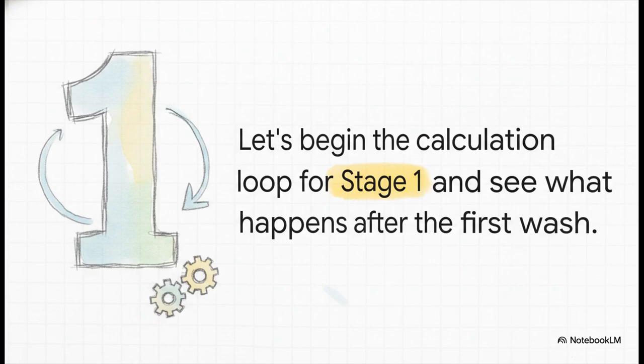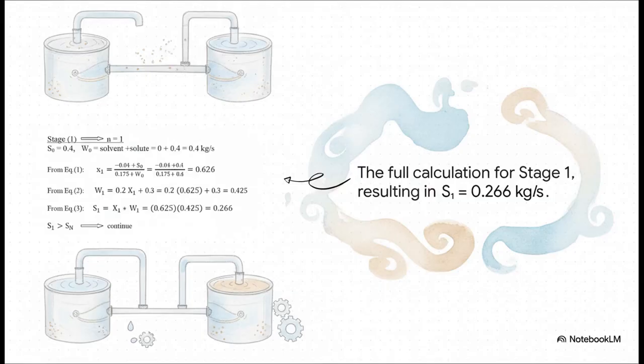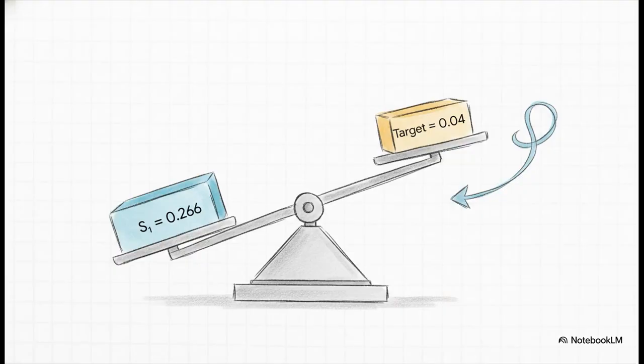Okay, time to roll up our sleeves and fire up the calculator. Let's jump into the loop and figure out what happens after just one stage of washing. So we take our starting numbers and we plug them into our equations. After all the number crunching for this first stage is done, we find out we're left with 0.266 kilograms of oil. Now for that all-important check. Our result is 0.266, which is still way higher than our target of 0.04. So what does that mean? One stage is definitely not enough. We've got to keep going.